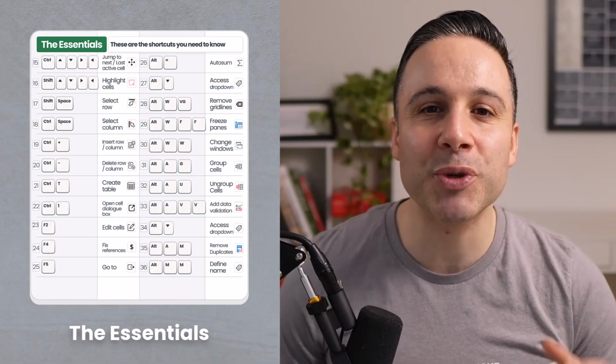All right. We made our way through the essentials. Now these remaining shortcuts are going to be a total breeze because they're all going to involve the Alt key and the H key for the Home ribbon.